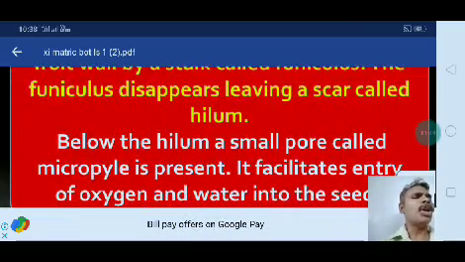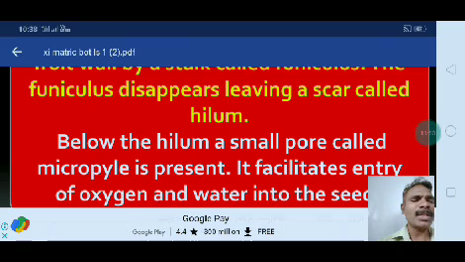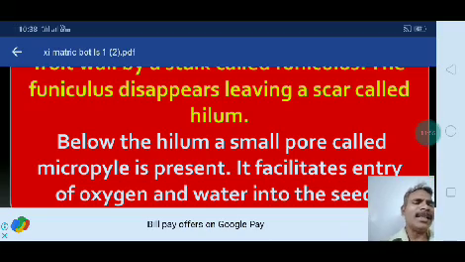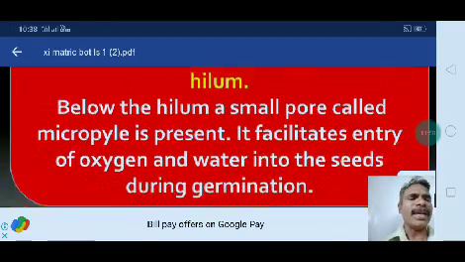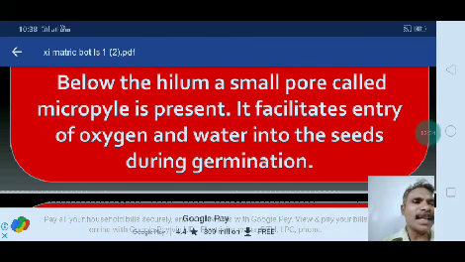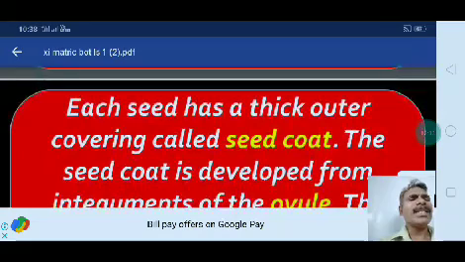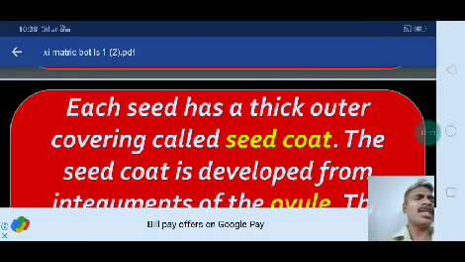Below the hilum, a small pore called micropyle is present. With the help of this micropyle, water and oxygen enter inside. It facilitates entry of oxygen and water into the seeds during germination. During the germination period, water and oxygen enter through this micropylar region because it is a pore-like structure. Each seed has a thick outer covering called the seed coat.